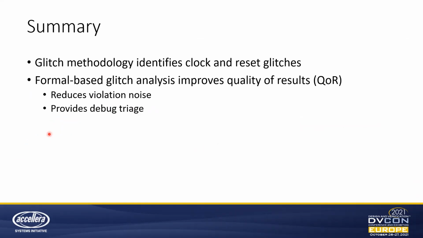Okay, to summarize the methodology: we intelligently identify the unique paths which are glitch prone and perform an automatic formal-based glitch analysis to improve the quality of results for glitch detection. This ensures the reported glitches are separated from noise and gives proper debug gates with details on the glitch source and the converging point. This methodology identifies a few relevant proven glitches and helps the user focus on verifying them effectively.